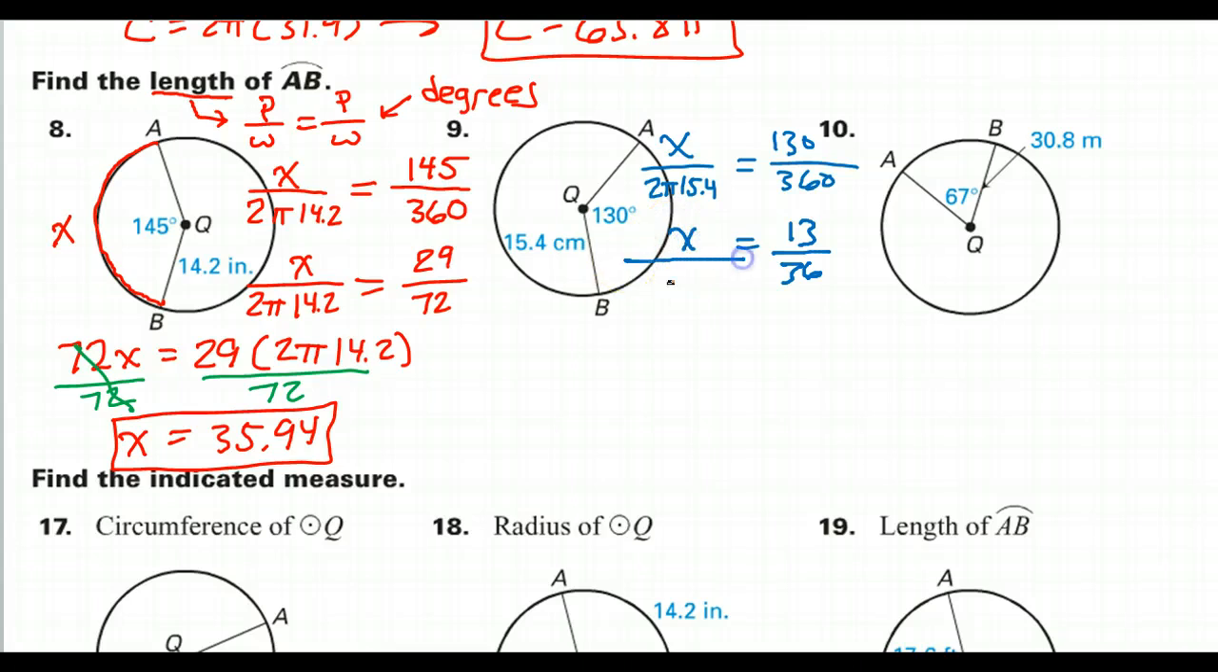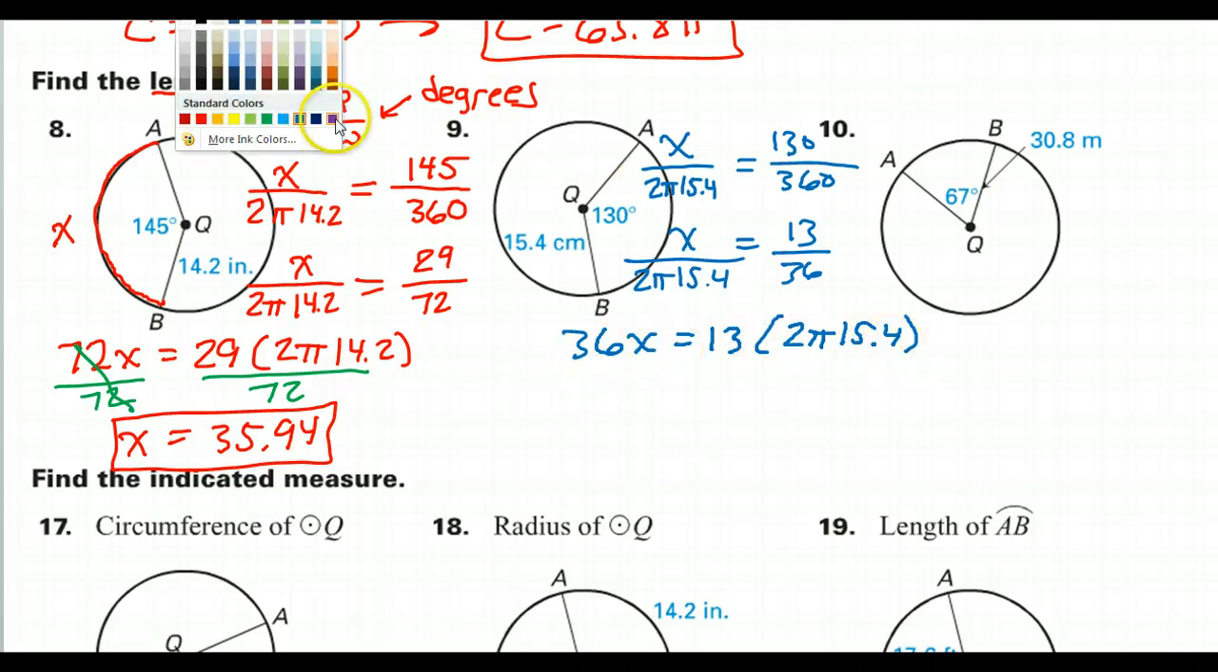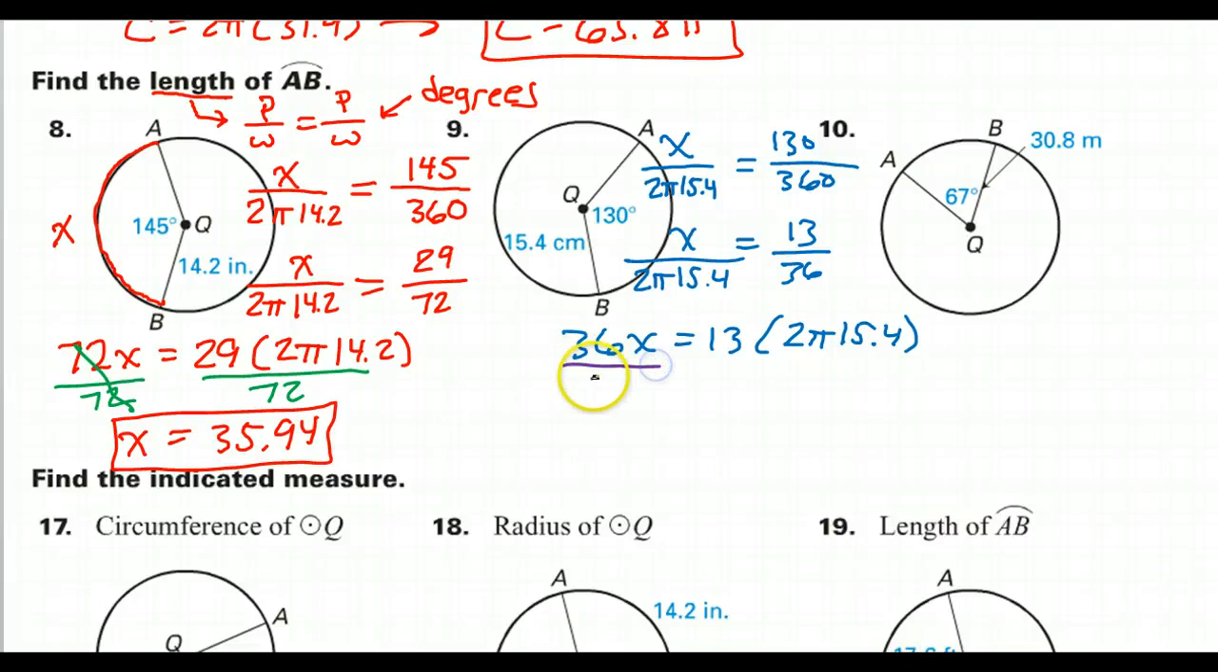Here we have x over 2 pi 15.4. So it's time to cross multiply. If I do this diagonal, I'm going to get 36x. If I do this diagonal, I'm going to get 13 times 2 pi 15.4. Let's leave this like it is for right now. To get x by itself, we need to divide both sides by 36.